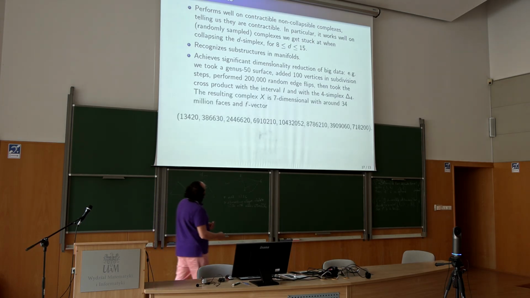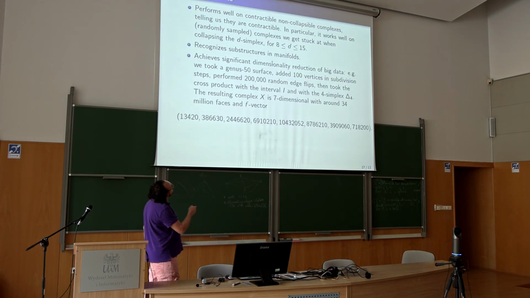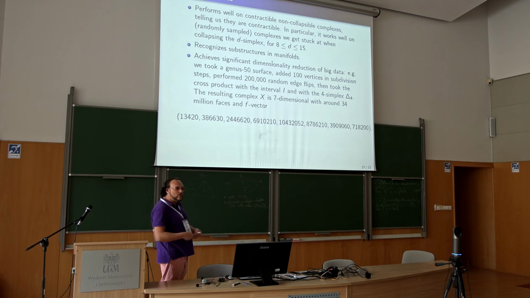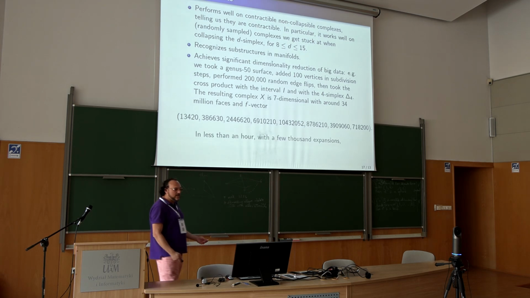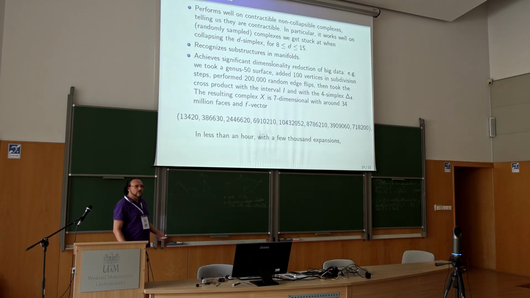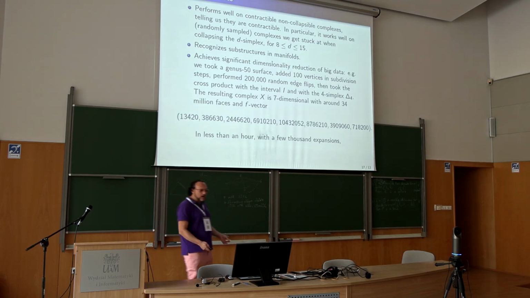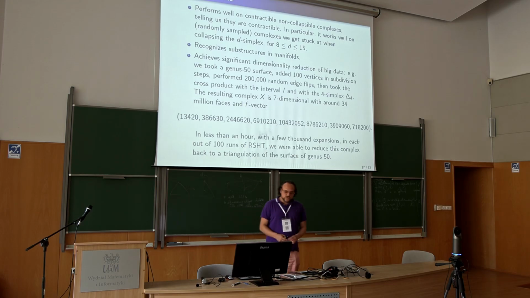If you run this, the computer did not know what surface we started with. So we took this giant complex, which is now 7-dimensional, has 34 million faces, and we fed it to the algorithm: can you recognize the original surface? And the answer is yes. In an hour, with a few thousand expansions, the original surface was recognized. So we tried again and again and again. Every time, out of 100 times, this surface could be recognized.